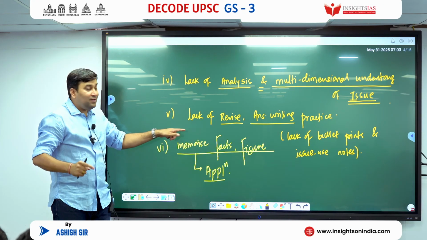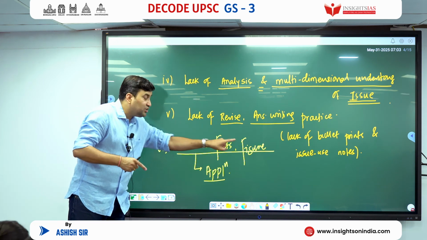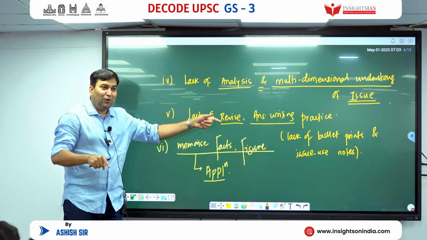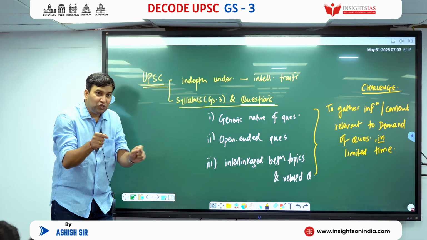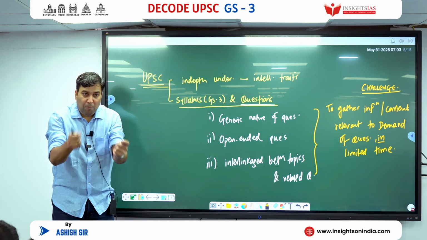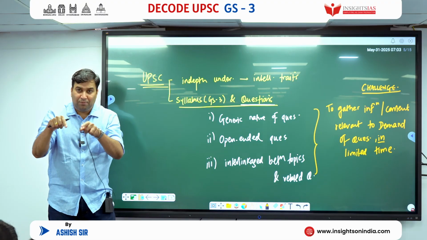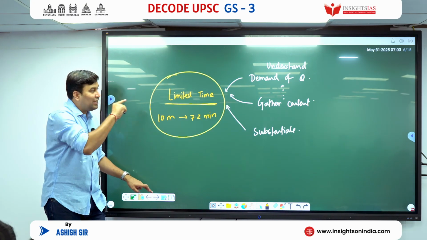Correct? Secondly, we have to revise and do a lot of writing practice. Then only you understand कि ये information, ये facts, ये figures, how to put in the answers. ये तब ही possible होगा. Logical. Now, in this context, we saw कि problem क्या है questions का? Generic nature, open-ended nature, interlinked. And to collect that information in that limited time period is a difficult task. Is it clear? So, ये major challenge है यहाँ पे.